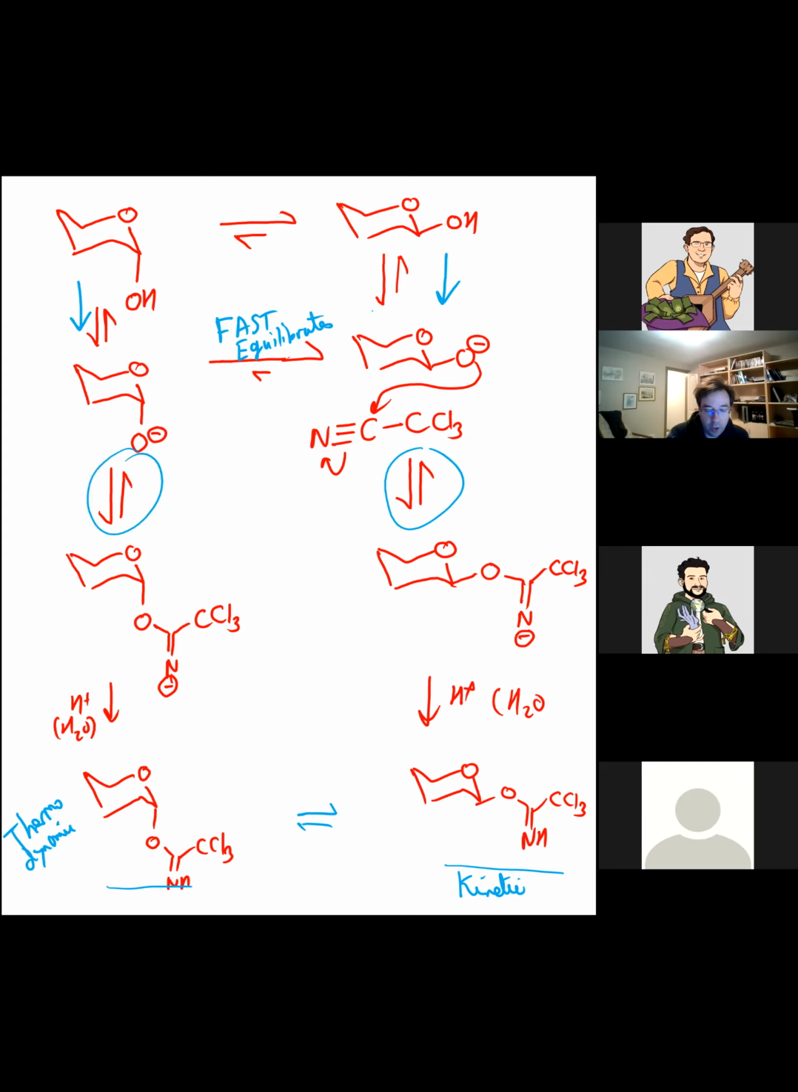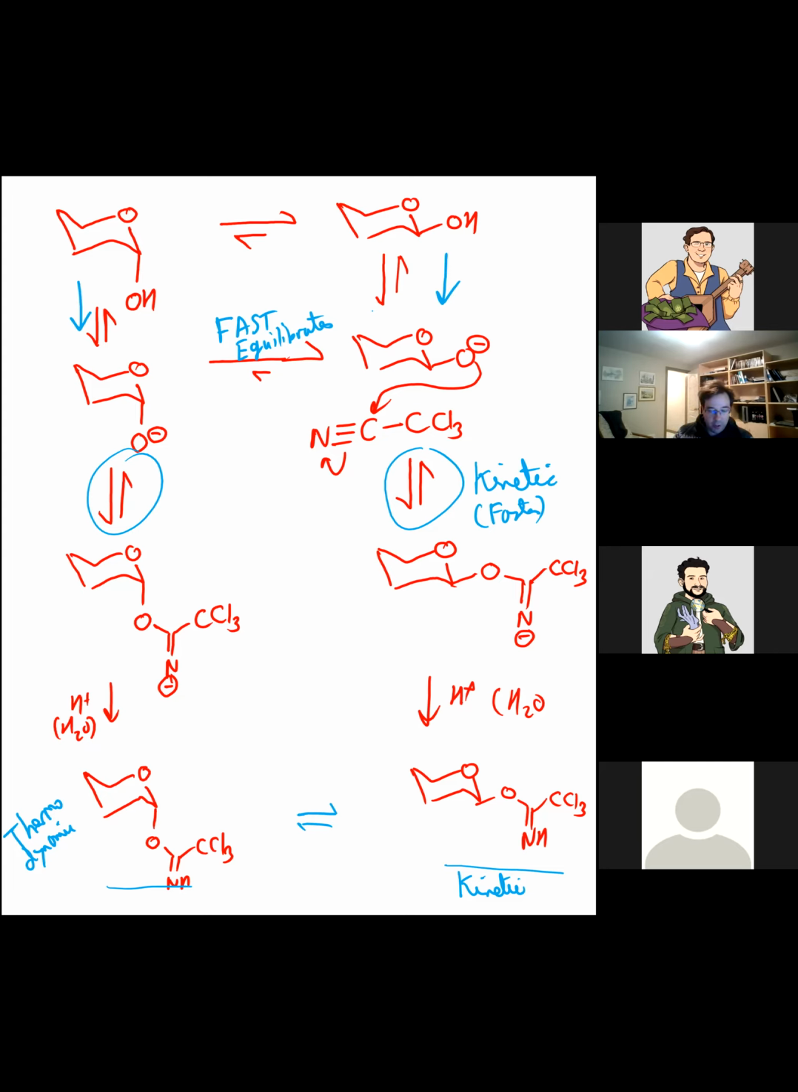And we know that beta alkoxides are less stable than alpha alkoxides. They're more reactive too, because they're more available. So this would be faster. So this is the kinetic. Faster. So it looks like we have a typical thermodynamic control, kinetic control situation here.